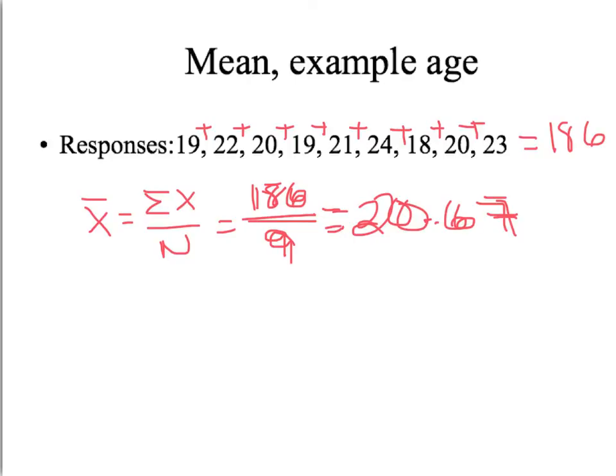If we were to interpret this or write a sentence about it, we would say the average age in this sample is 20.67 years old. And so that's how you calculate a mean using the raw responses.